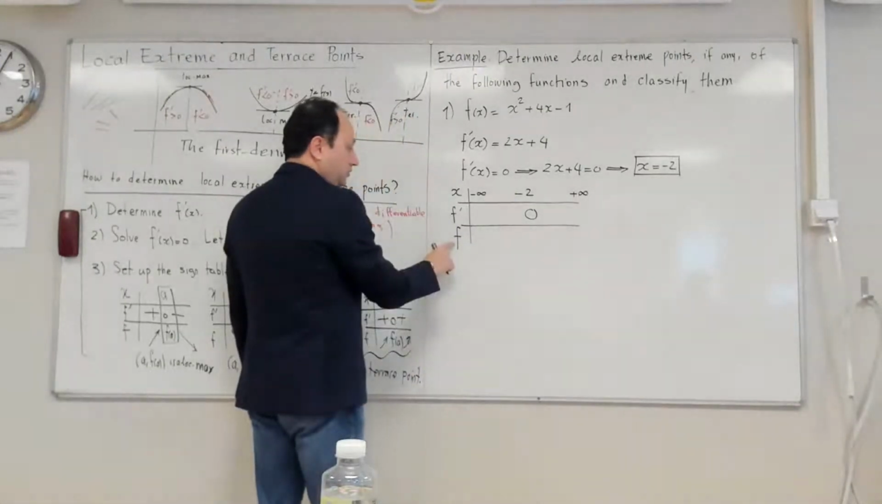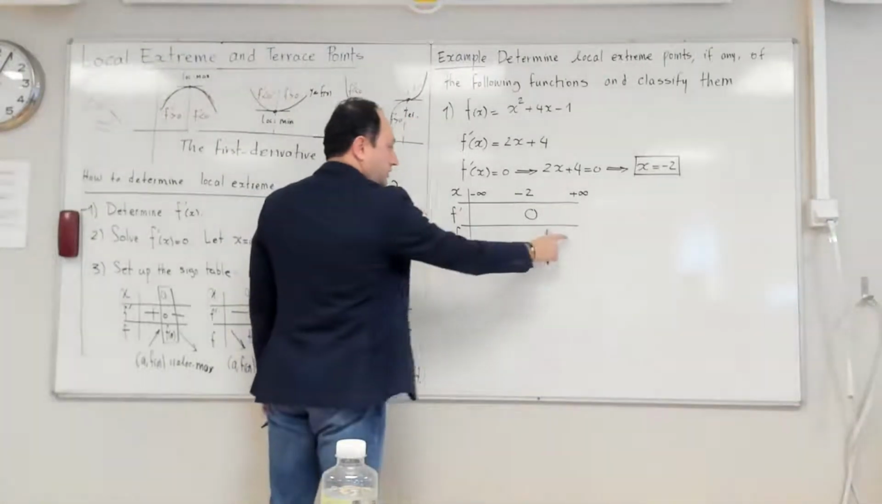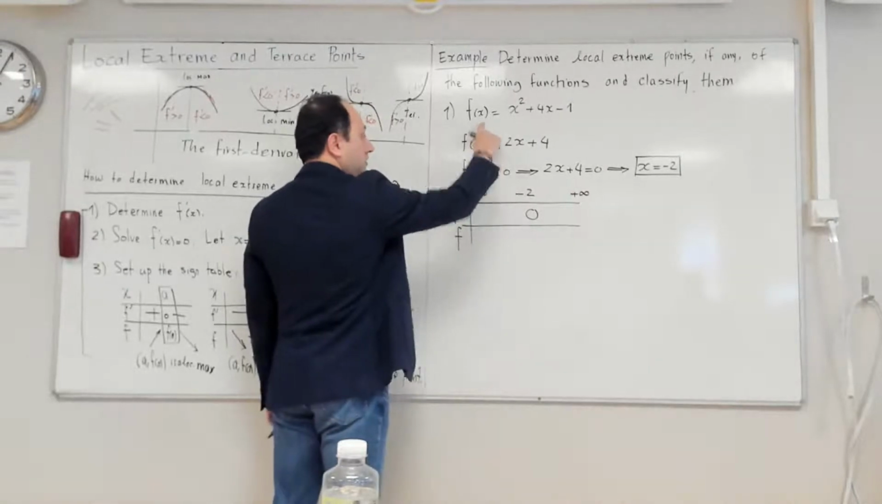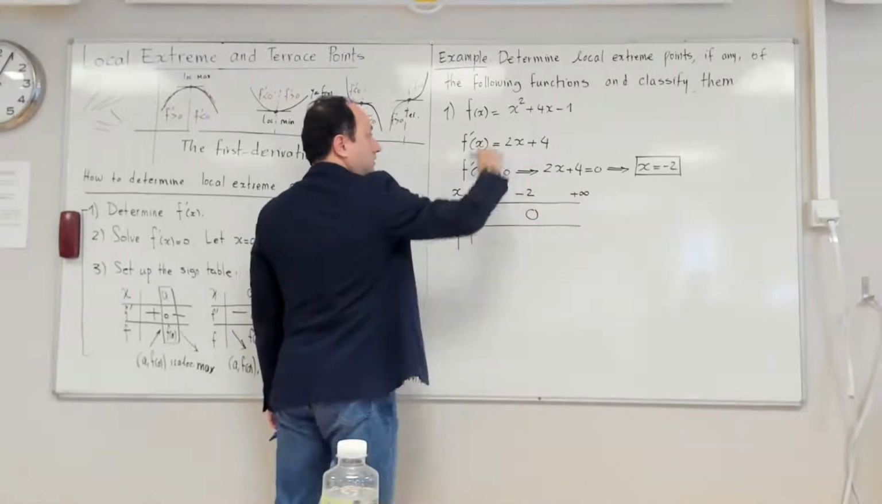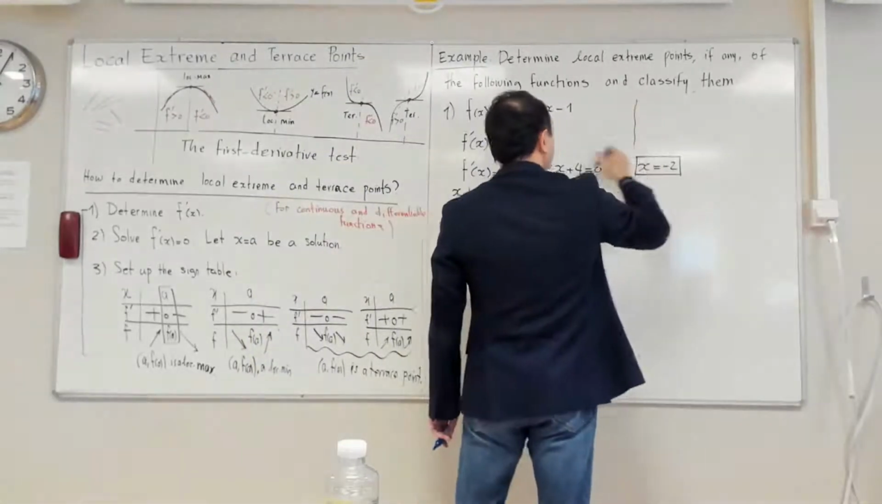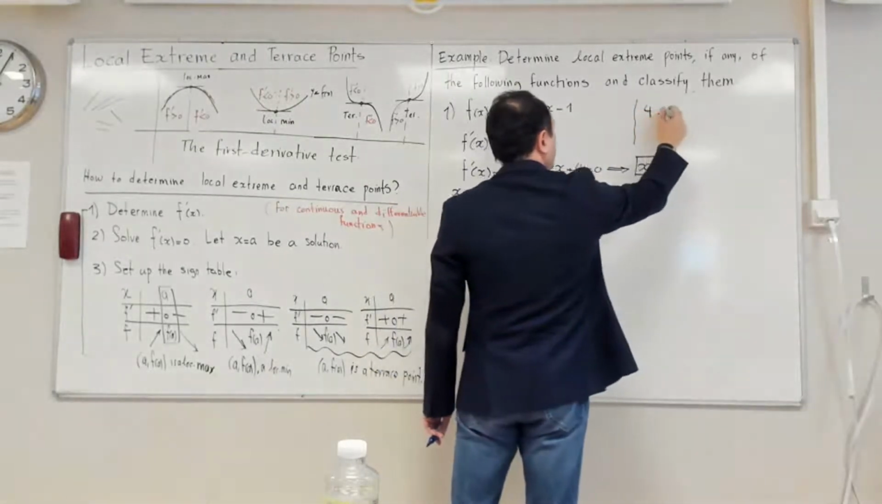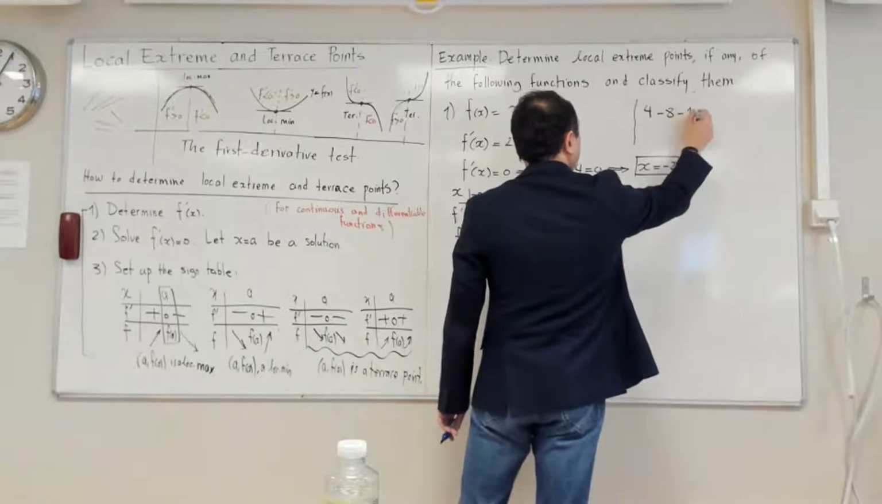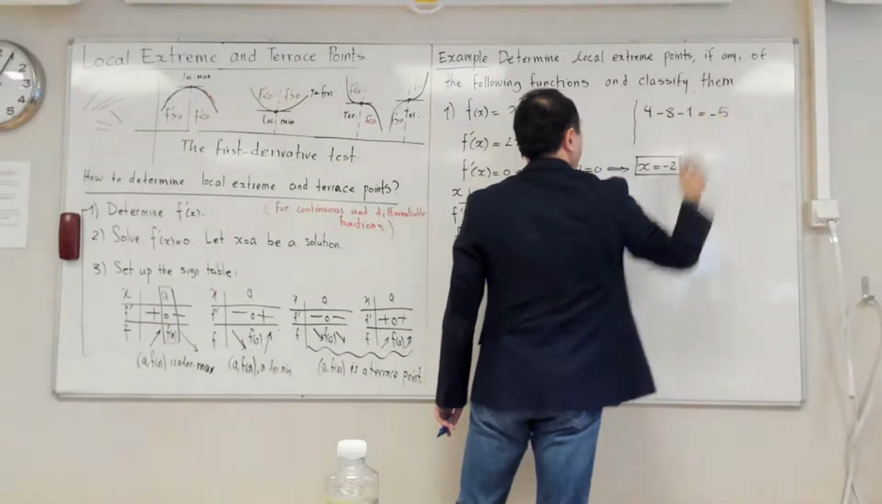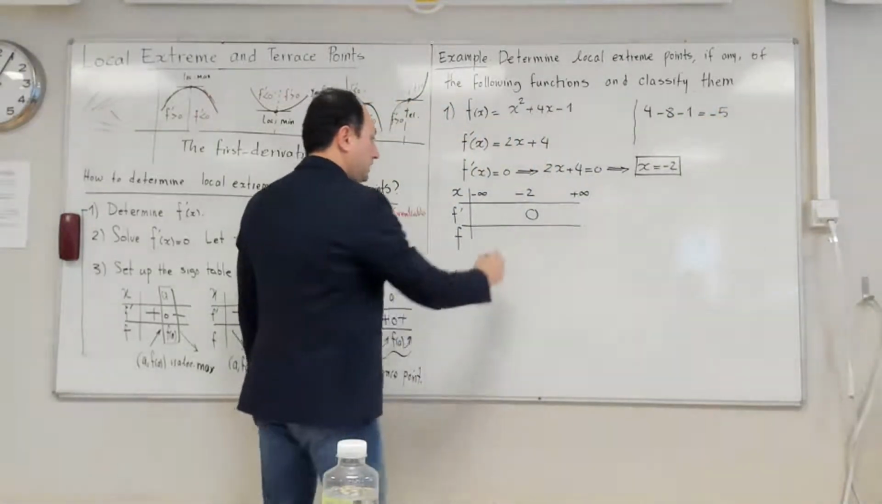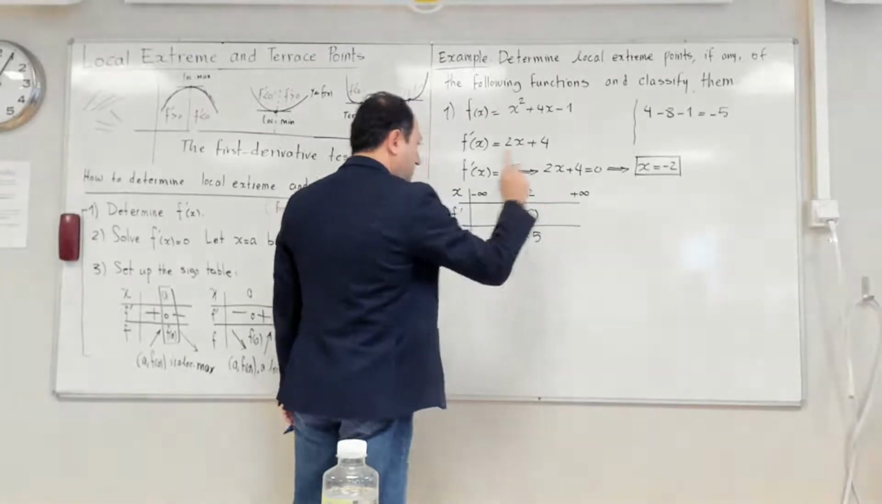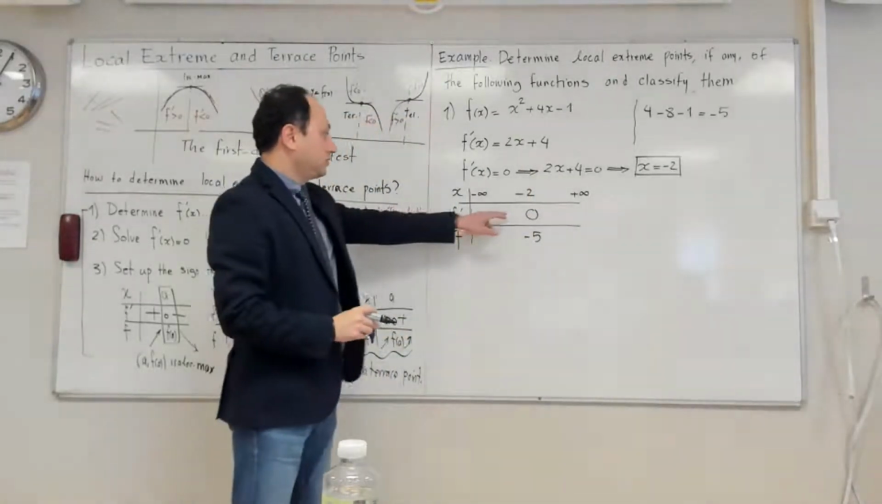Okay, I need to go to the function itself. This row is for the function. I go to the function, I put minus 2 in this function, so you can do it on scratch paper. Minus 2 to the 2 is 4. Minus 2 times 4 is minus 8. And then I have minus 1. So it becomes minus 5. Yes, so this number is minus 5. So this is a little bit tricky. I want you to learn that.